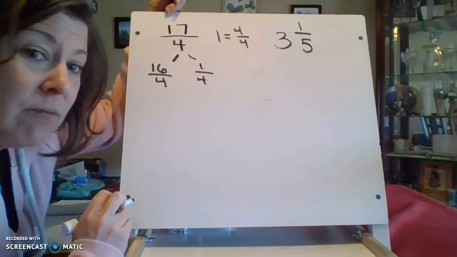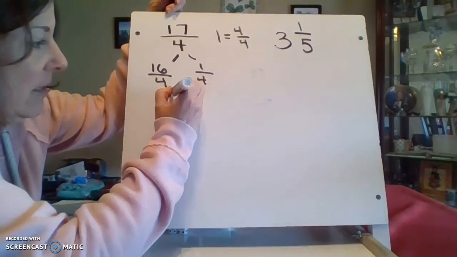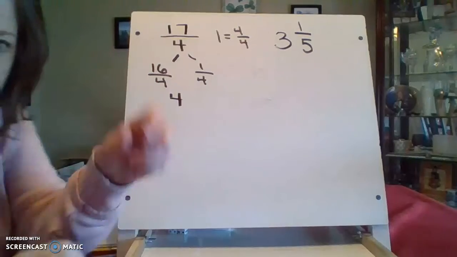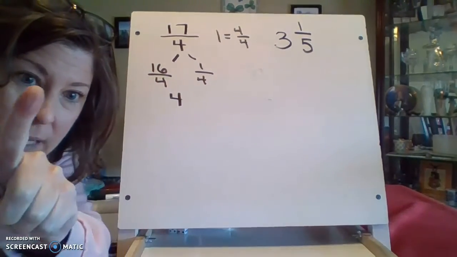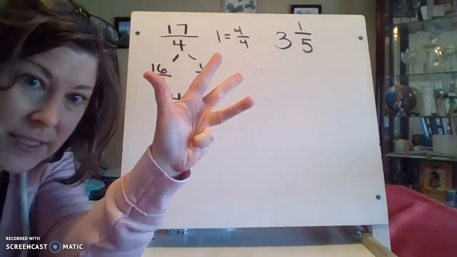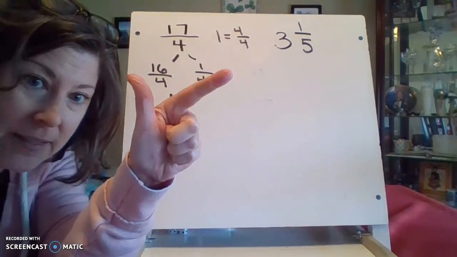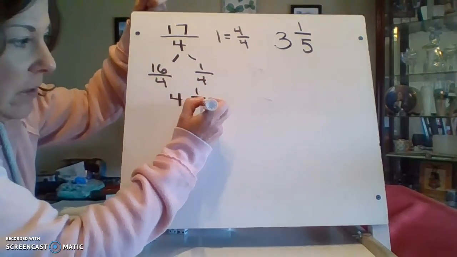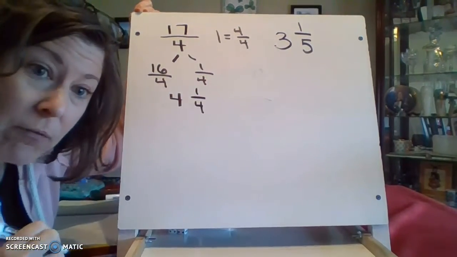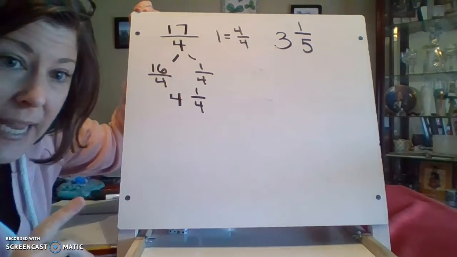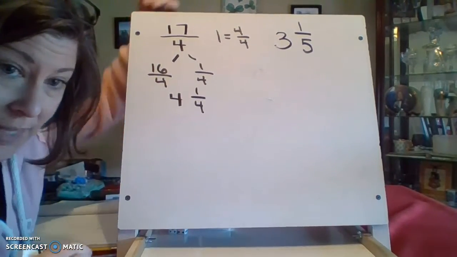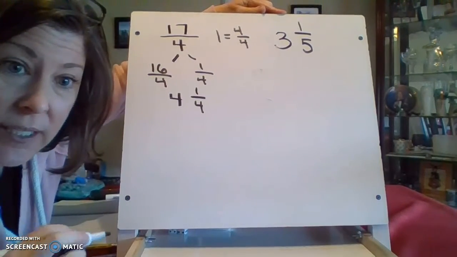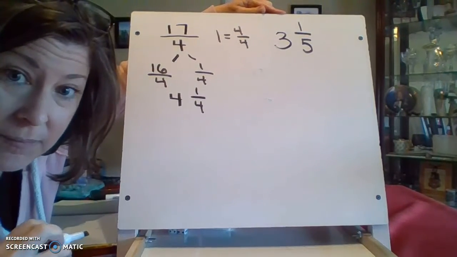I know that 16/4 is the same as having 4 wholes. 4/4, 8/4, 12/4, 16/4. 4, 8, 12, 16. With my extra 1/4. Now today we're going to do the opposite. I'm going to take my mixed number and change it into an improper fraction.